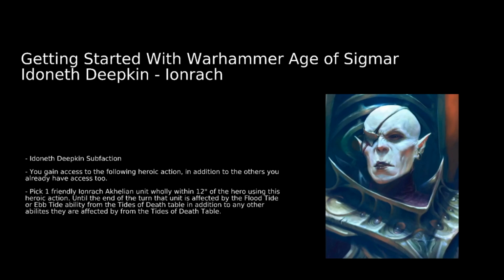First of all, we gain access to a different heroic action in addition to any others you could use for your heroes. You get to pick one friendly Ionrach Achillean unit, so this could be someone like Volturnus or an Achillean King or even an Achillean Throwmaster, wholly within 12 inches of this hero. You can use this heroic action so long as you've got another unit there. And until the end of the turn, this unit is affected by the Flood Tide or Ebb Tide ability from the Tides of Death table, in addition to any others that they are affected by.